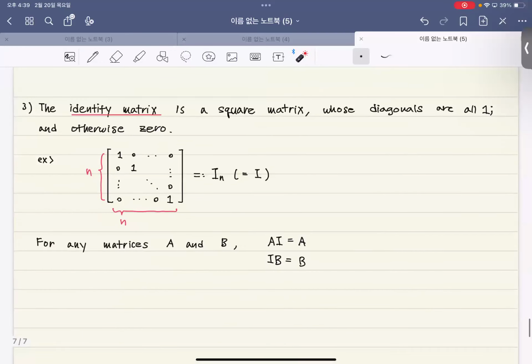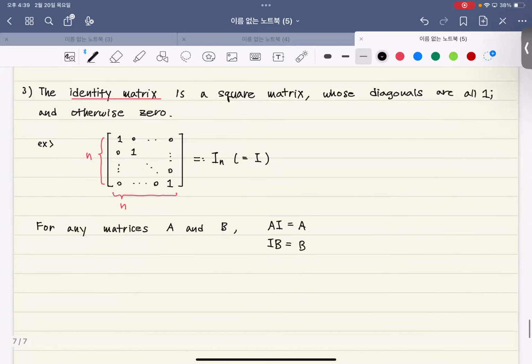Then there is a very important property of the identity matrix. For any matrices A and B, as long as the dimension conditions are all met, A times I is A, and I times B is B. In other words, the identity matrix is the identity element in matrix multiplication. And there is another one, the elementary matrix. Identity and elementary sound the same, but they are different.